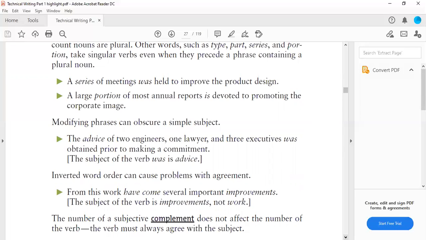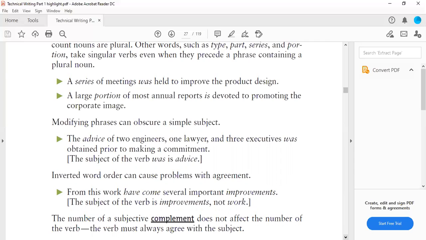Modifying phrases can obscure the simple subject. For example, the advice of 2 engineers, 1 lawyer, and 3 executives was obtained prior to making the commitment. Now you ask yourself, why do we use was, although we have 3 executives? Simply, was goes with the subject of the sentence, which is the advice. Here we focus on the advice, not the engineers, the lawyer, and the 3 executives.